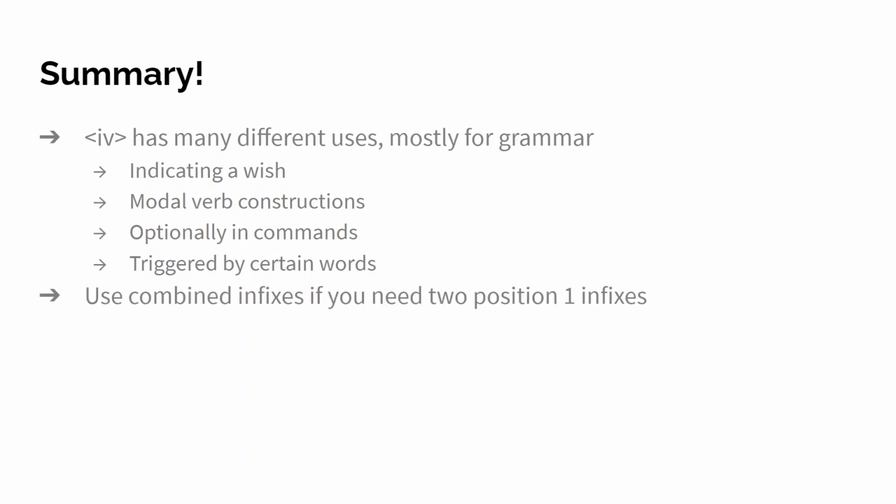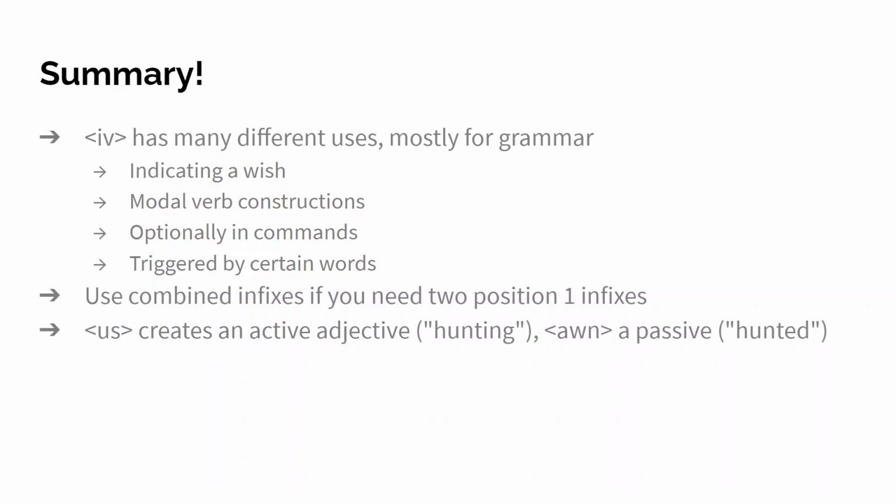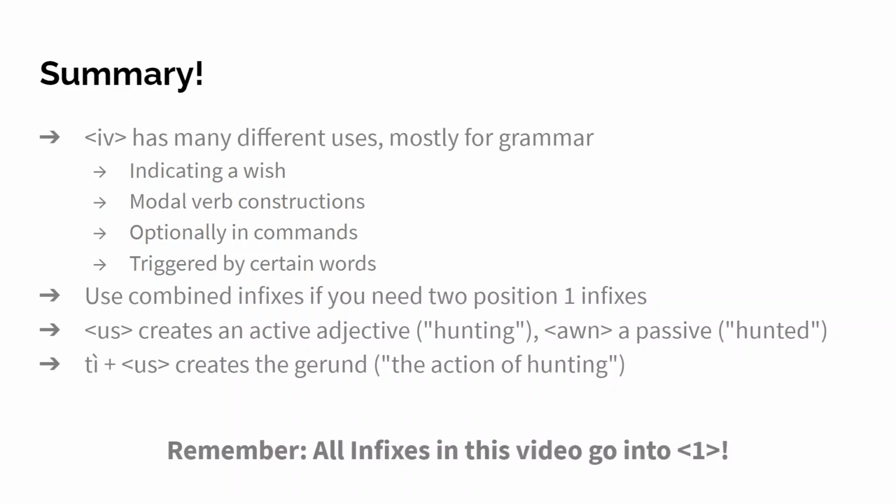Then we talked about combined infixes that you can use if you need 2 different position 1 infixes, because we cannot put 2 different infixes in one slot. We need to use the combined infixes instead. Us creates an active adjective, hunting. Aun creates a passive adjective, hunted. So the hunting nantang versus the hunted nantang. Te plus us creates the so-called gerund, so the action of hunting. It is a noun. Remember, all the infixes we learned about today go into position 1.